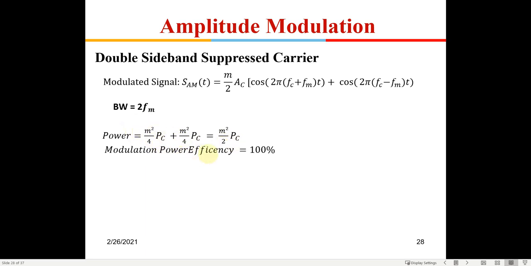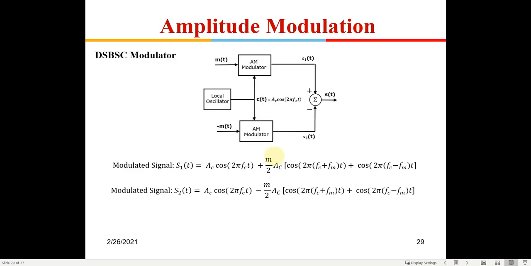So you can call the modulation power efficiency 100% here, right? Because there is no wastage. Both these signals contain information of the modulating signal, right? So it is both information signals only. That is why the modulation efficiency is 100% in this case.